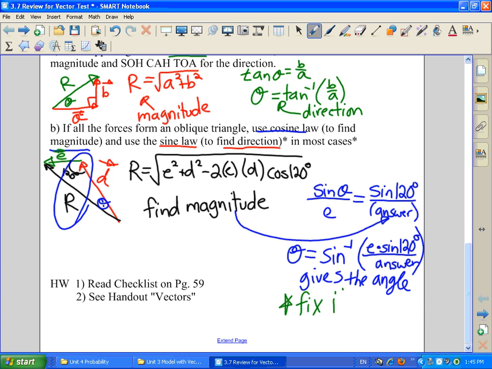So fix it into a bearing. You can use a quadrant bearing or a direction bearing.